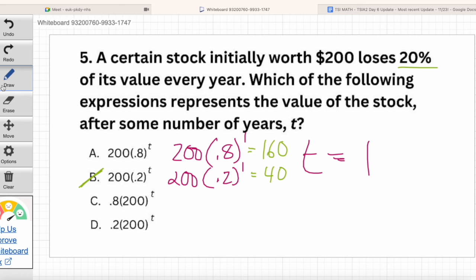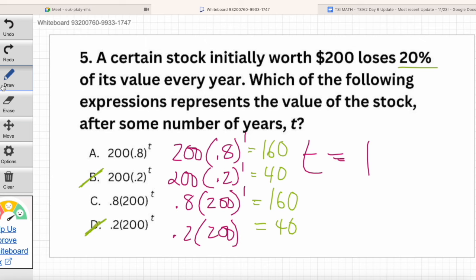Okay. Let's plug in answer choice C. That's going to be 0.8 times 200 to the power of 1. That's just 0.8 times 200. What's that equal? It also gives you 160. It's the same calculation as 200 times 0.8. So we've got to keep C for right now. Let's try answer choice D. What does that give us? It's 0.2 times 200. It's the same calculation as B, it's going to give us 40, so that's ridiculous. That doesn't work. That's way too small. Questions about that?